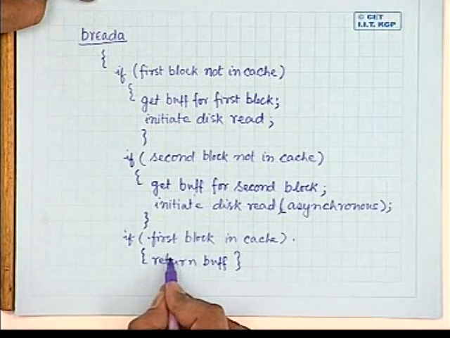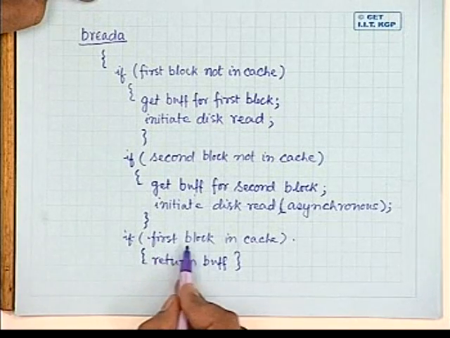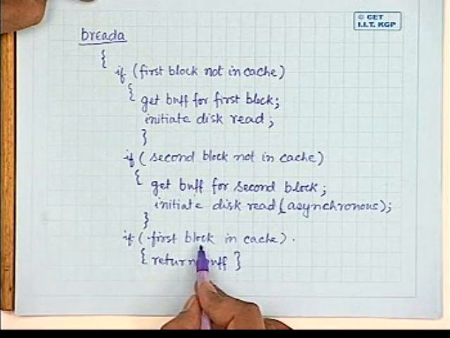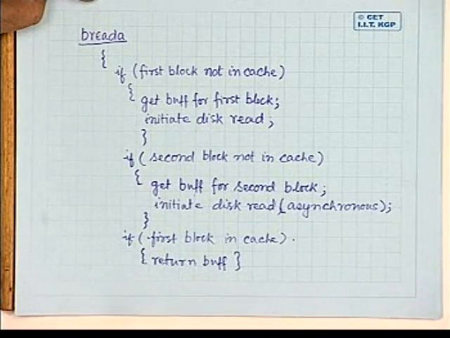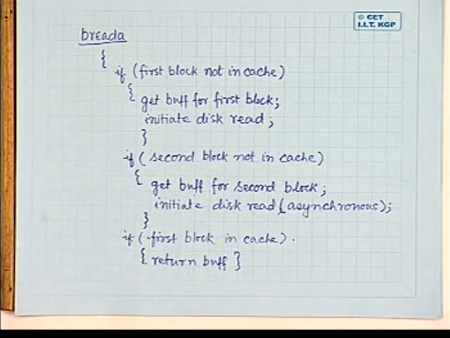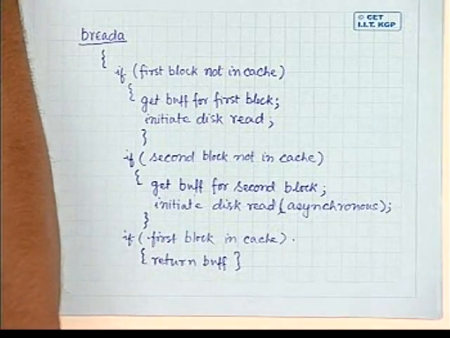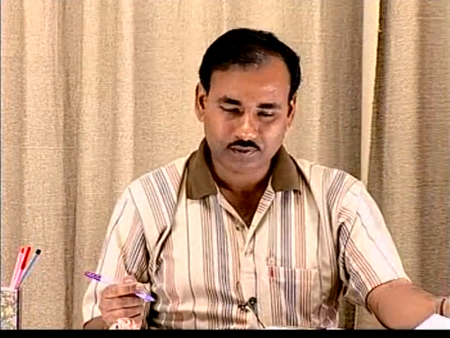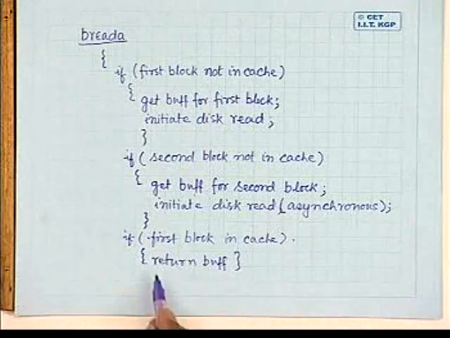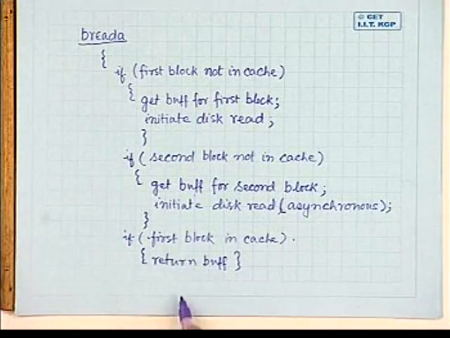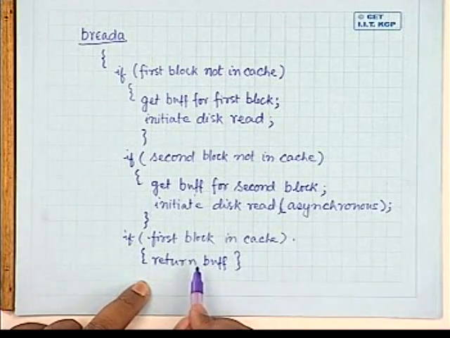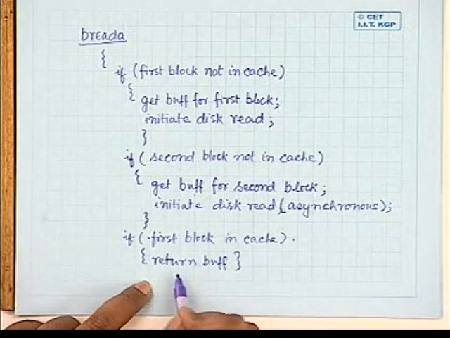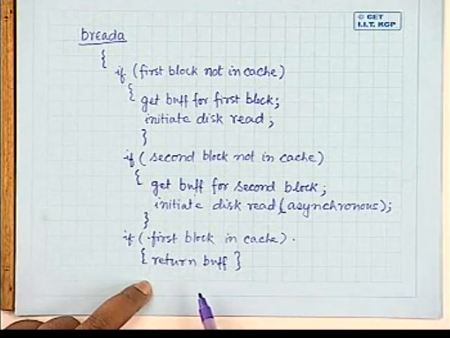Here the process will wait until the first block is read into the buffer cache. When the first block is already read, in that case the buffer will be returned to the calling process. So this is a block read operation which can be used to improve the system performance. Of course, here I didn't expand it. Another statement that you can put is sleep until the first block is already read, and you can return only when the reading of the first block is complete.